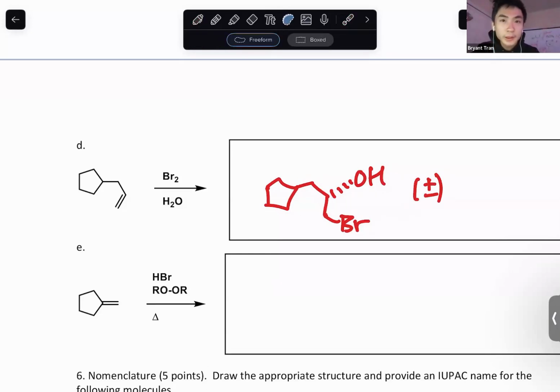Do you guys want to go over the mechanism just for extra practice, or do you want to move on to the next problem?